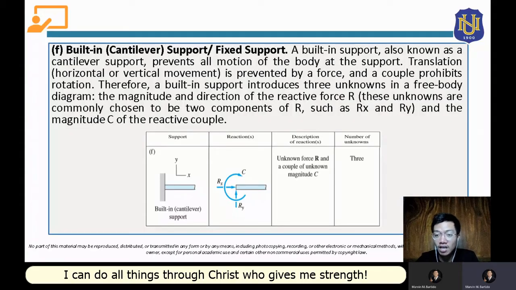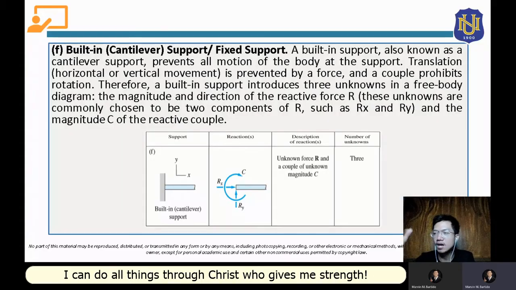So if it has the freedom to rotate, there will also be no moment reaction. Okay? There will be no moment reaction. Now, for hinge support, as you know, there will be two reactions: one horizontal and one vertical force. Because a hinge or pin support restricts the body from moving. That body is restricted to move.